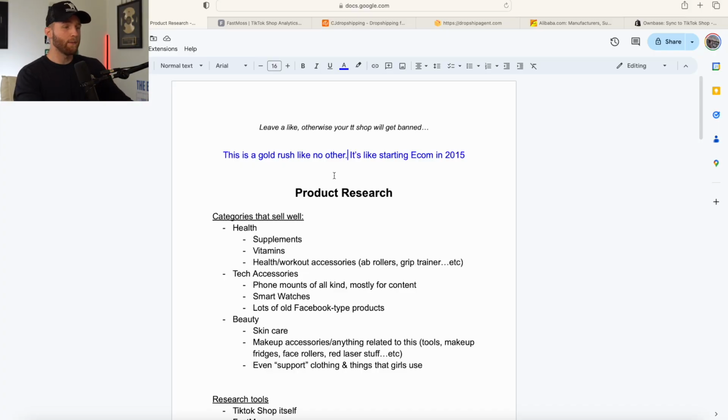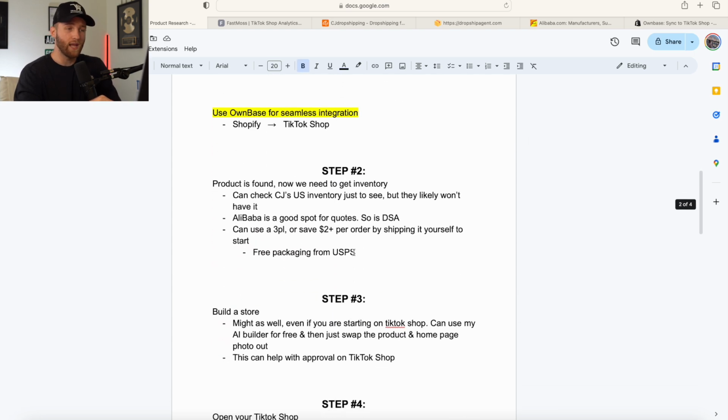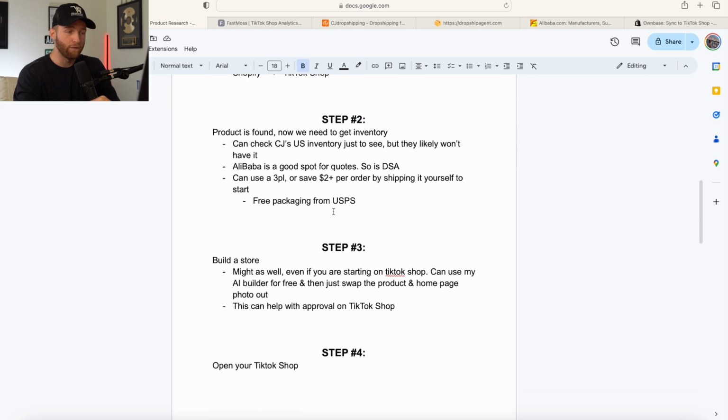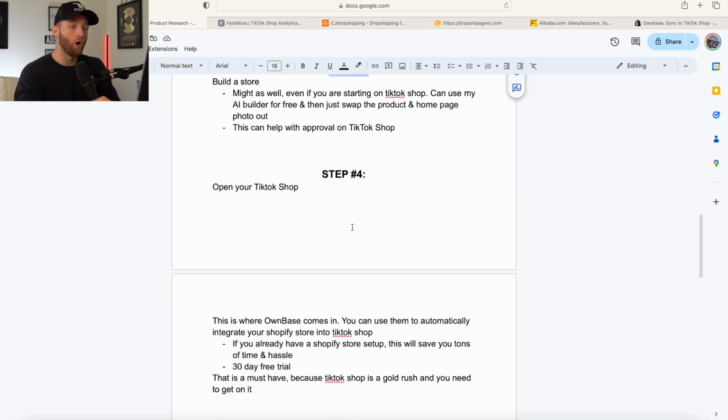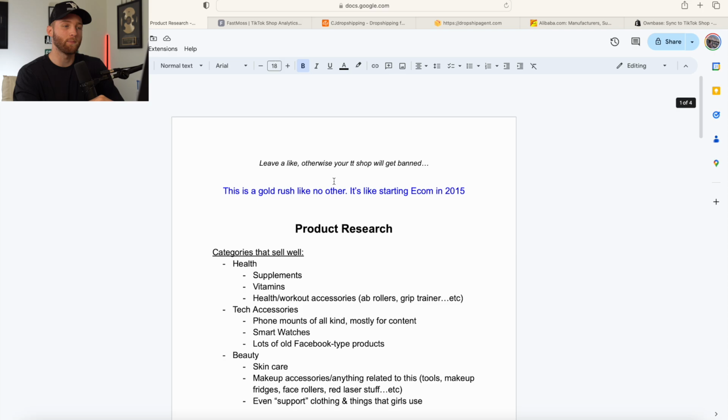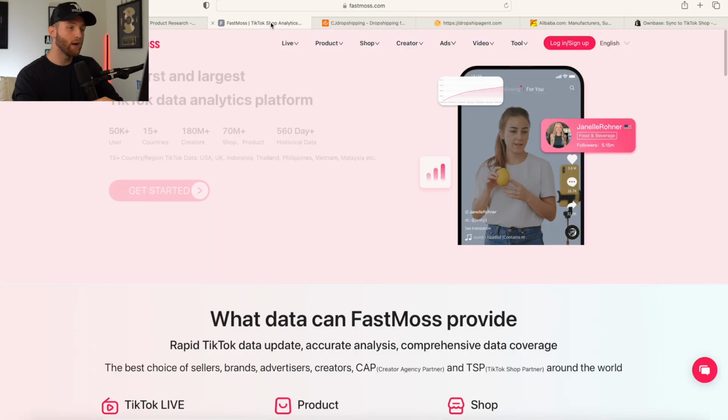But we're going to talk about a couple different things here. Product research: what to do, where to do it, what data to look at. Step number 2, fulfillment on that, building a store, opening the shop, how to do it, how to get everything set up correctly, because most people are selling a junk product that's not going to explode, whereas pretty much everything we launch is exploding on TikTok Shop right now. We're manufacturing our own products. We're finding other products that we're not doing anything with. It's very easy.